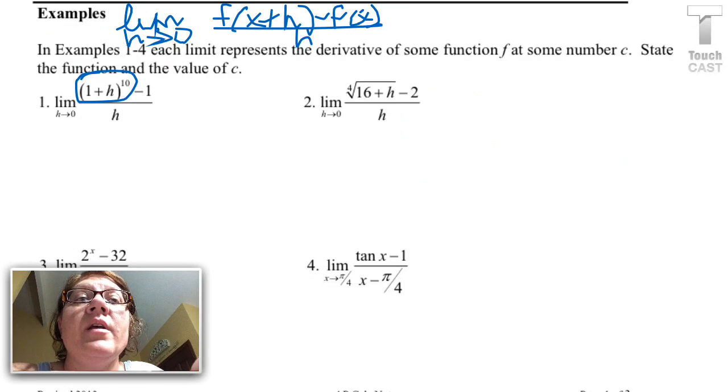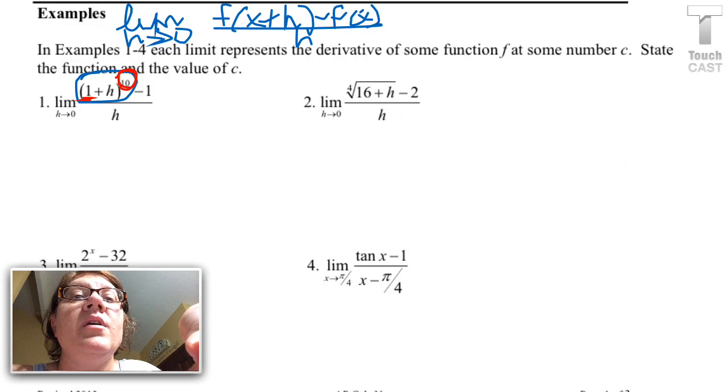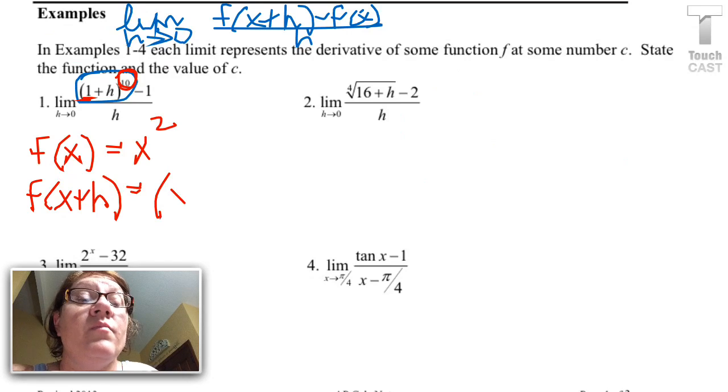Well, it looks like this is where the x should be. So that would be x plus h, and oh, I'm raising it to the 10th. So I'm thinking that f of x is really x to the 10th, because f of x plus h would be, sorry, I meant to make that a 10. I said 10, did you hear me? I did say 10. So this would be x plus h to the 10th.